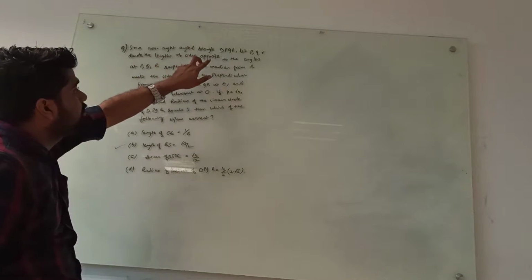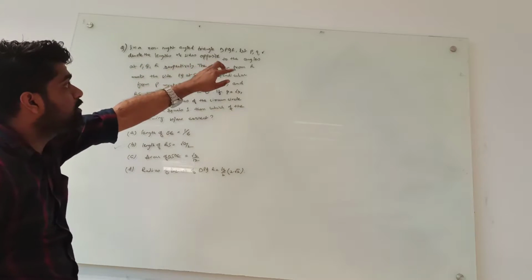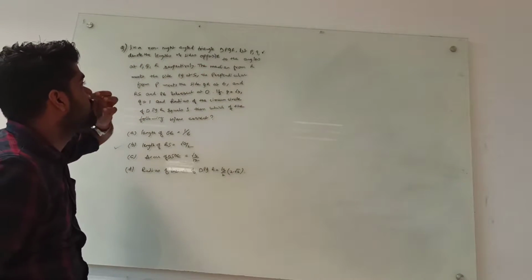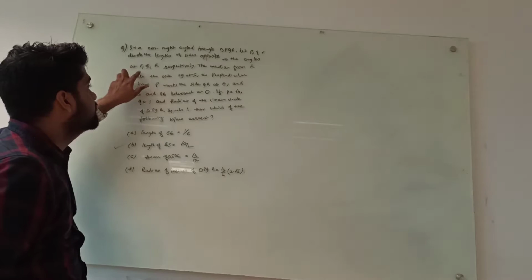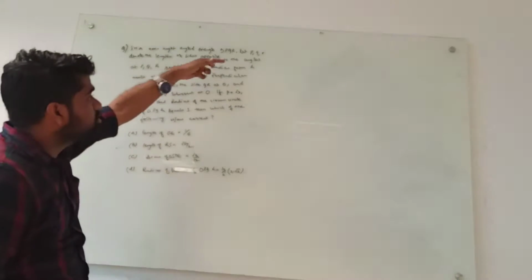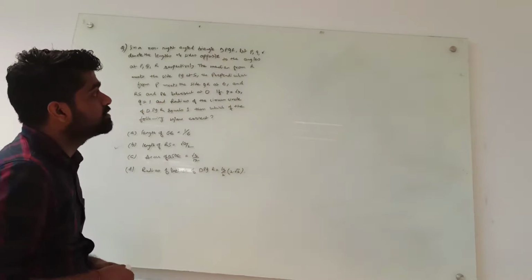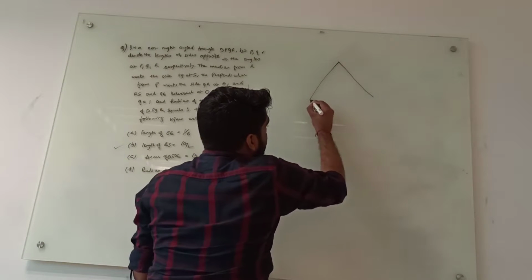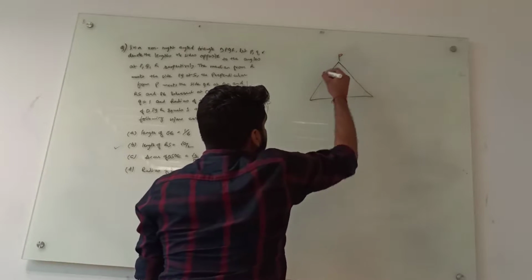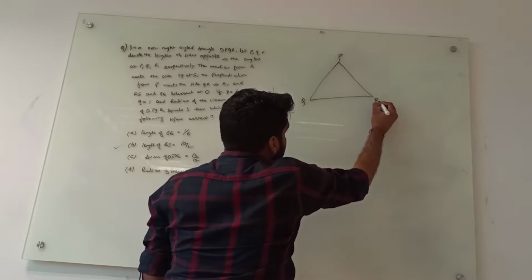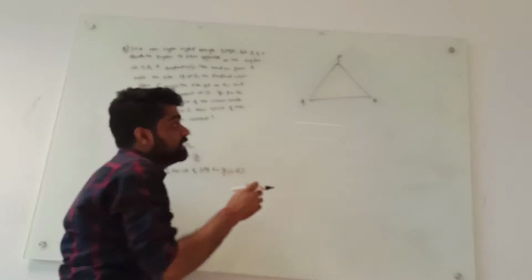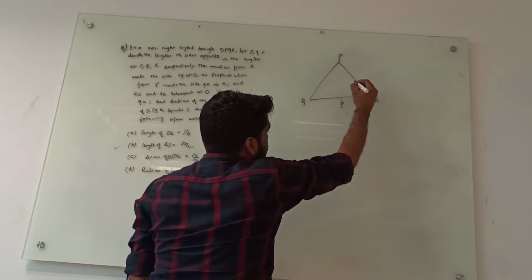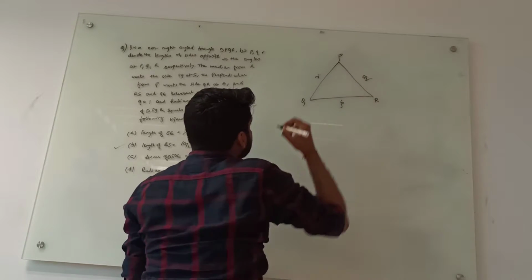In a non-right angle triangle PQR, let small p, small q, small r denote the lengths of the sides opposite to the angles P, Q, R. So let us draw the triangle first. Because it's a non-right angle triangle, can I draw it like this? This is angle P, this is angle Q, and this is R. And the opposite sides are p, this will be q, and this will be r.